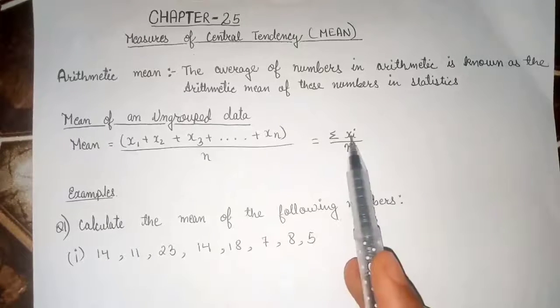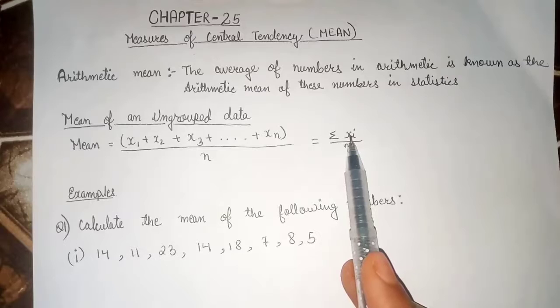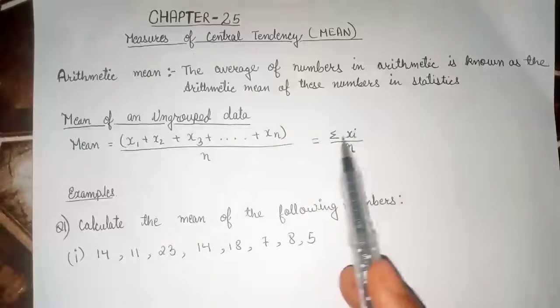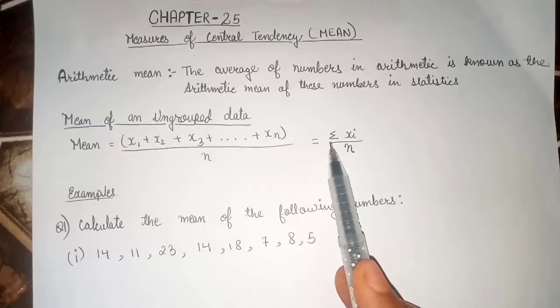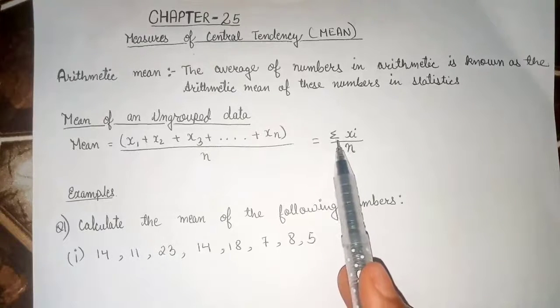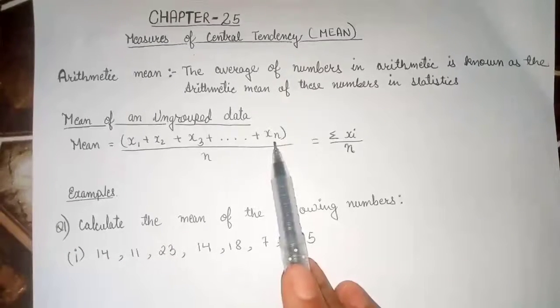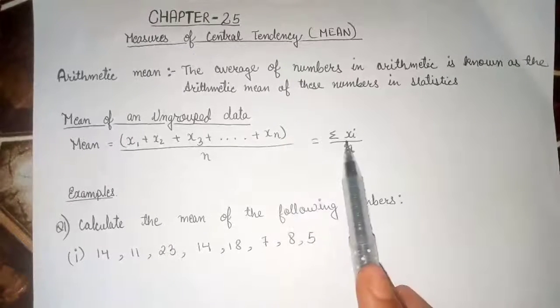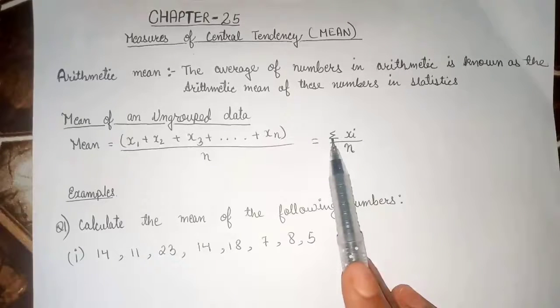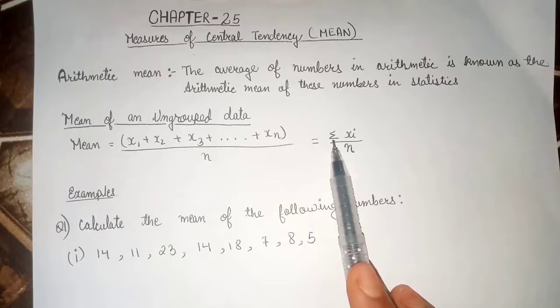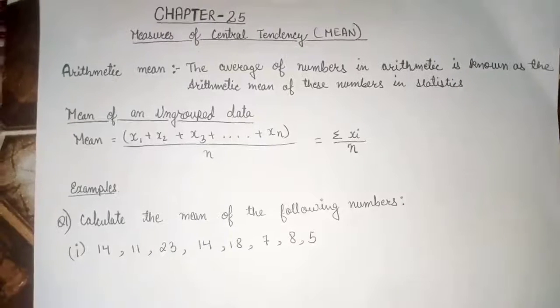Here summation xi is the sum of the given numbers, and this symbol is known as sigma, which stands for the summation of the terms. Summation means the sum of all the numbers xi. This is called summation of all the terms. Okay, so let's solve an example.